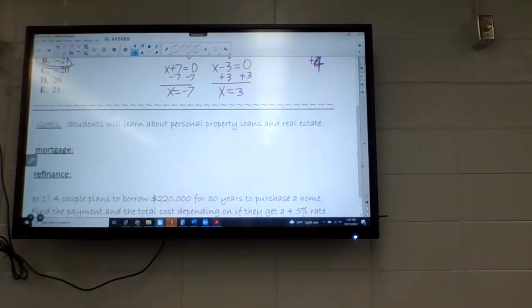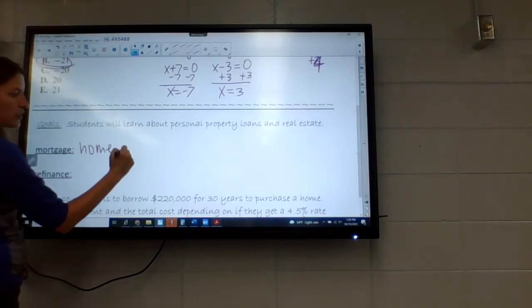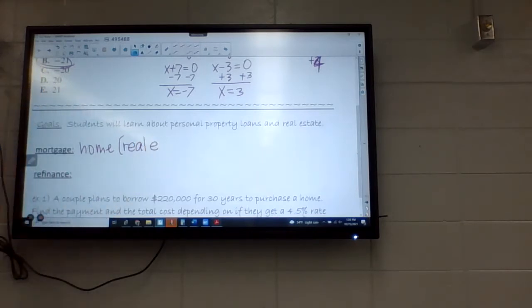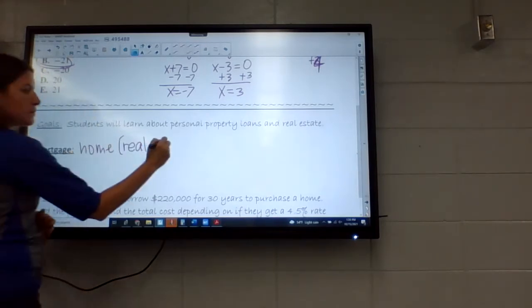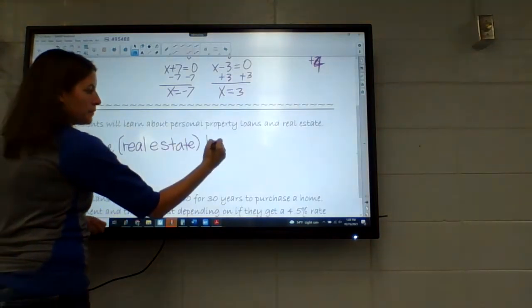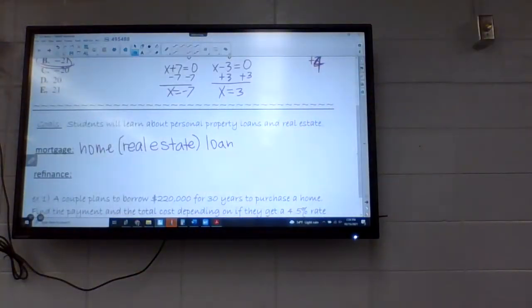Or any kind of real estate loan. Remember, we talked about real estate being something that stays put. So when you move, you don't take your house with you. It stays there.